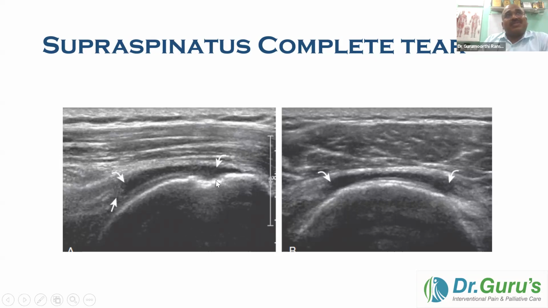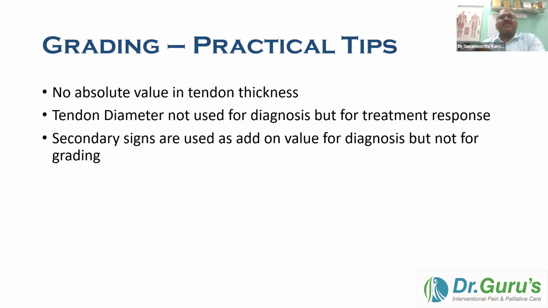So what are the 4 muscles in the rotator cuff? We have got subscapularis, supraspinatus, infraspinatus, and teres minor. Supraspinatus is very commonly involved, but still your subscapularis, infraspinatus, and teres minor can be involved. Teres minor is very rare, but still it can be involved.